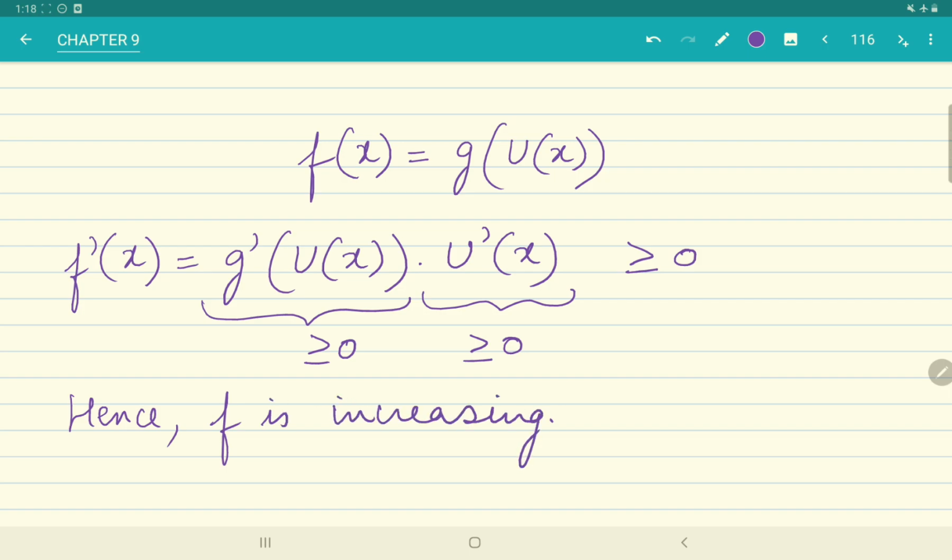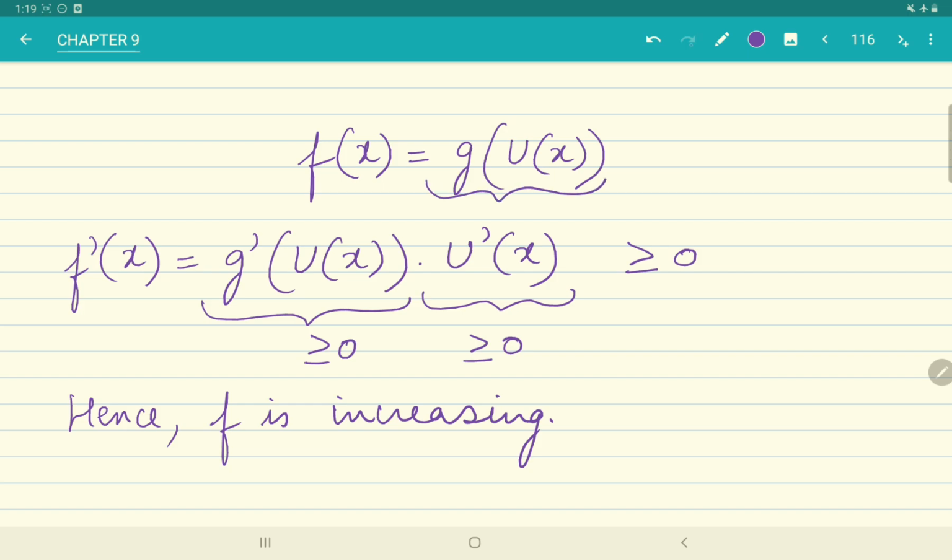So one part is done. We have proved that our composite function is increasing, and in fact what we see here is that I know that u of x is increasing, I know that g is increasing. In other words, that means g of u of x is also increasing.